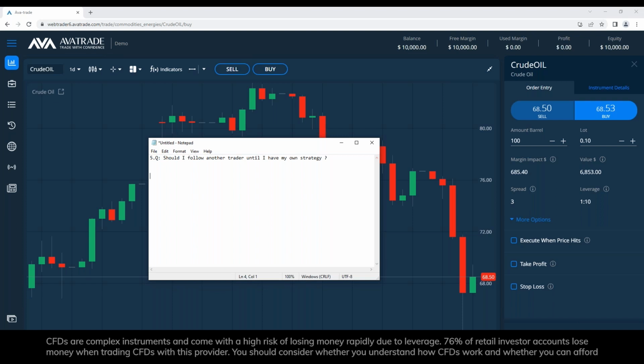Okay, I've picked somebody. There is an app called AvaSocial. In AvaSocial, you can see lists of traders. You can pick your own trader to follow and to copy and to link your account to his account, and that's wonderful. That's amazing. My question is, do you think that as a beginner, I should follow a trader until I have my own strategy?